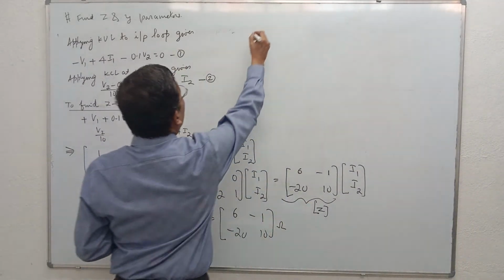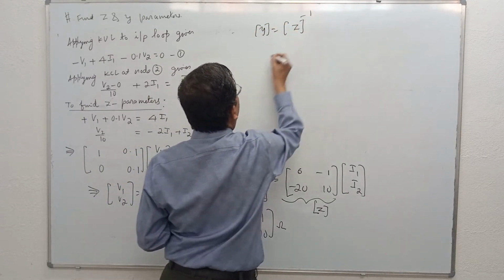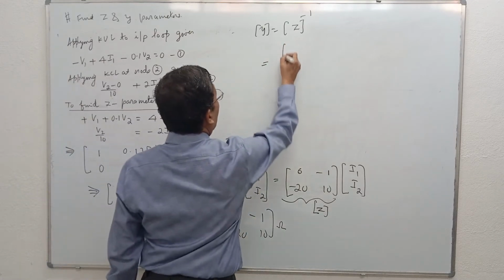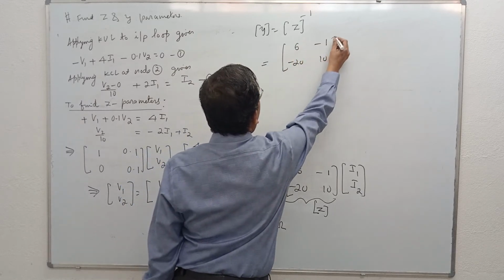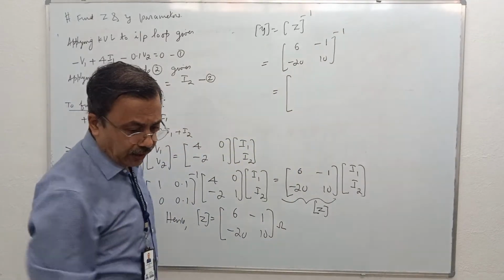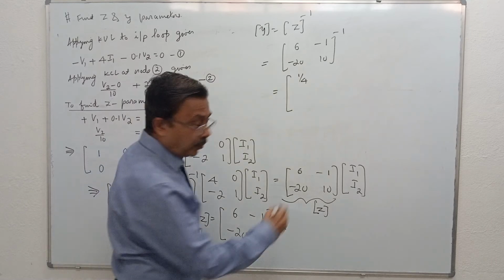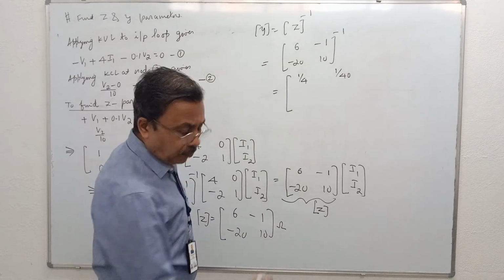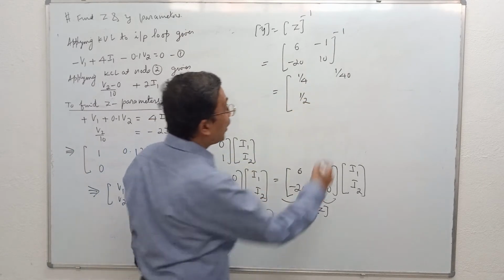Matrix Y is equal to the inverse of matrix Z. Find the inverse of matrix Z. So this is nothing but the inverse of [6 -1; -20 10]. So for the inverse of this matrix, do it using a calculator. You get 1 by 4, 1 by 4, 1 by 40, 1 by 2, 3 by 20.